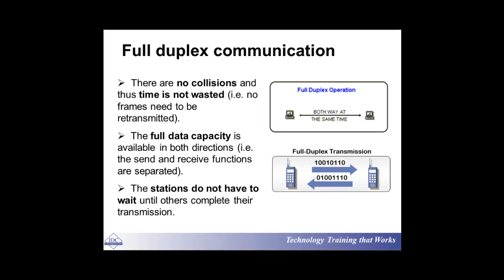So what is the good thing? First, what is the disadvantage of full duplex? Well, that is the most expensive of all. But are there any advantages? Oh, yeah, many. For example, there are no collisions, and therefore there is no time wasted on the channel. The channel has the full data capacity in both directions, and the stations do not have to wait until others complete their transmission.